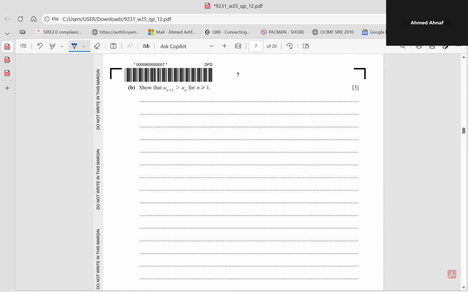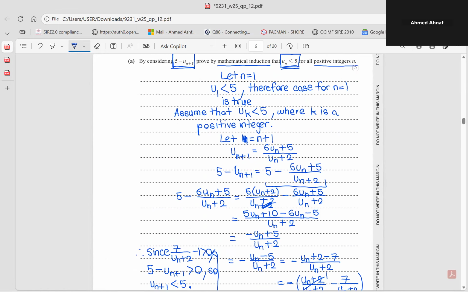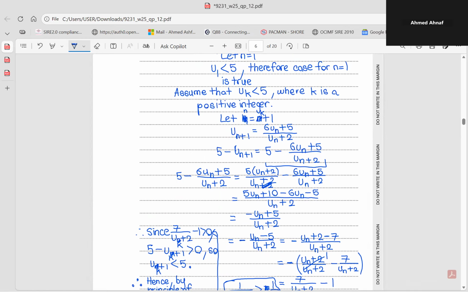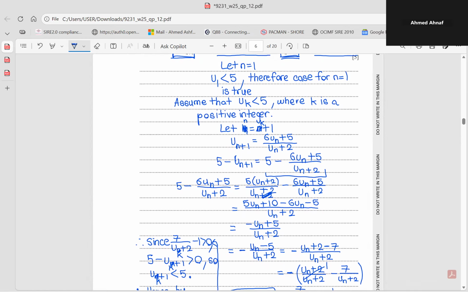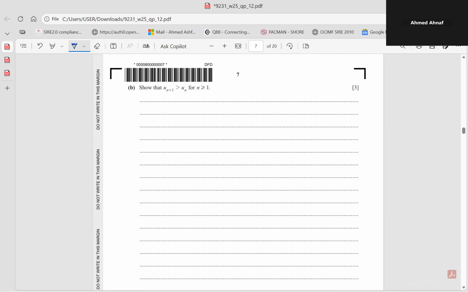Before I get started with this part, I realized I made a minor mistake in the previous part. It's just a sign error, a defining error. I meant to write n equals k plus 1. So all the n all the way to here is actually supposed to be k. It's a very minor mistake, but I still felt that I had to mention it. So in the exam, please write down n equals k plus 1. With that, we can start with this part.